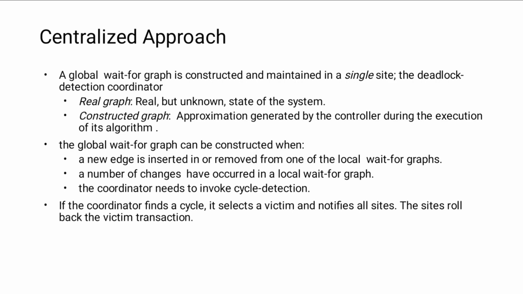The global wait-for graph is constructed under three situations: when a new edge is inserted or removed in one of the local wait-for graphs, or when a number of changes have occurred in a local wait-for graph. Then the coordinator needs to invoke cycle detection. In that situation, the global wait-for graph is constructed. If the coordinator finds a cycle, then it notifies all the sites of a victim and the rollback will take place.